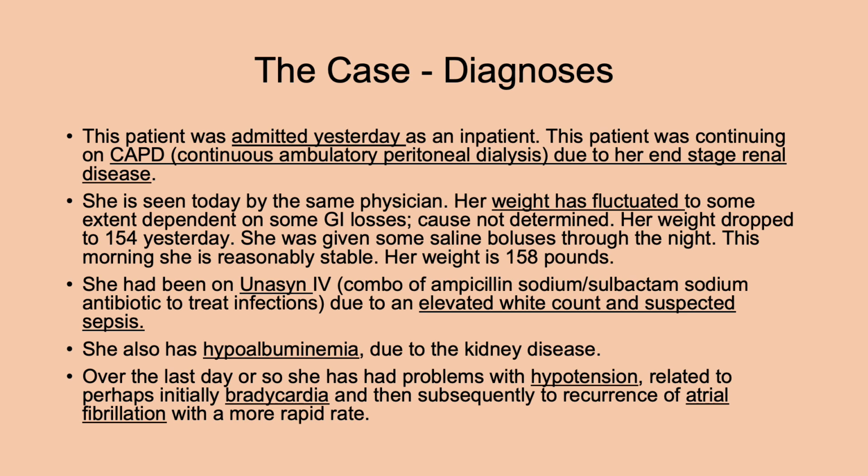So this is what I underlined in this. Patient was admitted yesterday. That's important. She has end-stage renal disease and has ambulatory peritoneal dialysis. Her weight has fluctuated. She's been on Unasyn, elevated white count, suspected sepsis, hypoalbuminemia, and hypotension, bradycardia, atrial fib. So this is what you need to know. All the information is important, but what you need to know for this case in order to select a code is the part that's underlined here.